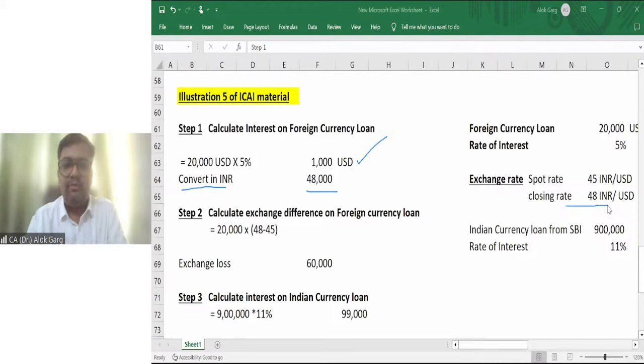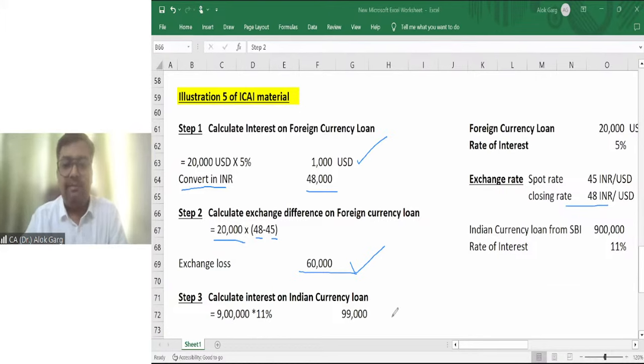Number two, calculate exchange difference on foreign currency loan. $20,000 is there. The closing rate is 48. The opening rate was 45. The exchange loss is 20,000 multiplied by 3, which is 60,000. 48,000 is your interest in foreign currency, 60,000 your exchange loss. The total hit is 48 plus 60.